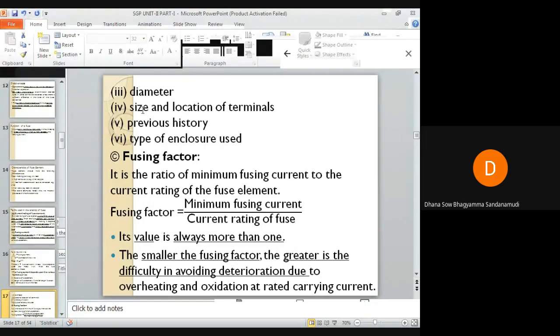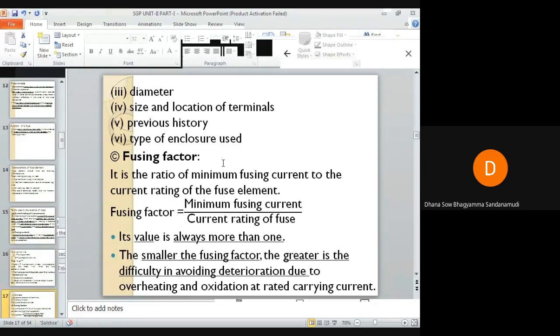It will also depend on the size and location of the terminals. It will also depend on the previous history of the fuse. It also depends on which type of enclosure is used in which the fusing element is placed. So these are all the factors to be considered for deciding the fusing current.